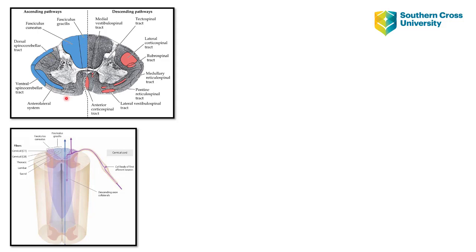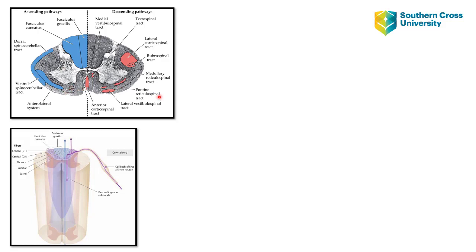Other important ascending pathways are the anterior lateral system, within which is our spinothalamic pathway. That's for our pain, temperature, and crude touch pathway, and then also our spinocerebellar pathways, which allow that proprioceptive information in particular to get directly to the cerebellum, and helps with the coordination of actions.